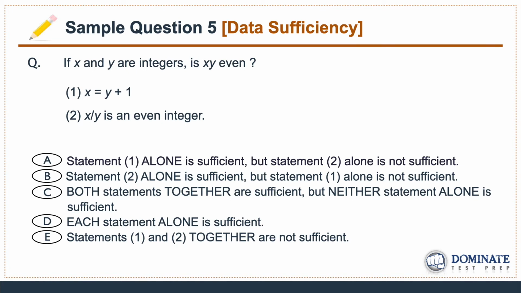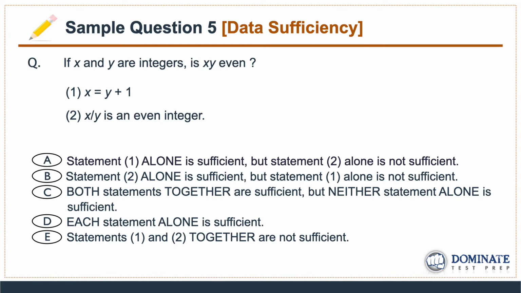Can I definitively know whether or not x, y is even, based on the two statements that they give you next? So you see statement 1, x equals y plus 1. Statement 2, x over y is an even integer. And you just have to filter through that information and decide, is that enough?